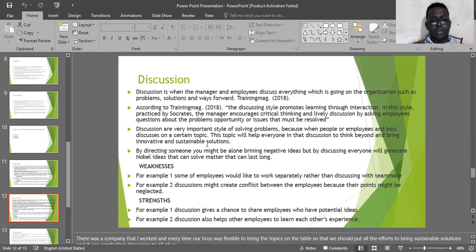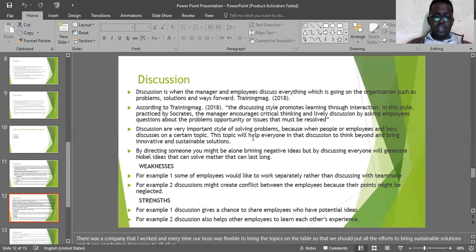So now, discussion. Discussion is when a manager and employees discuss everything which is going on in the organization, such as problems, solutions, and ways forward. And this is according to Training Mark 2018. According to the Training Mark 2018, the discussion style promotes learning through interactions. This style was practiced by Socrates, and the manager encourages critical thinking and lively discussion by asking employees questions about problems, opportunities, and issues that must be resolved.